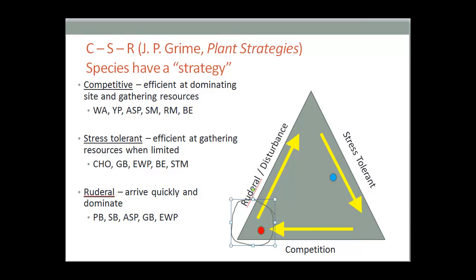A stress-tolerant species is a species that's efficient at gathering resources when they're limited. So you think about a stressful environment would be species that grow on sand dunes or on gravel, outwash soils. And then ruderal species are species that have the ability to arrive quickly and then to be dominant once they arrive. So these are species that have good mechanisms of seed distribution.